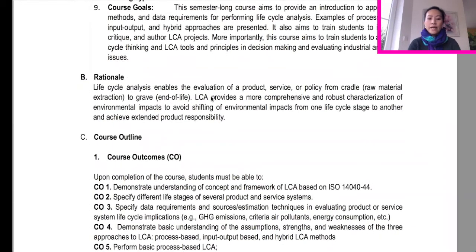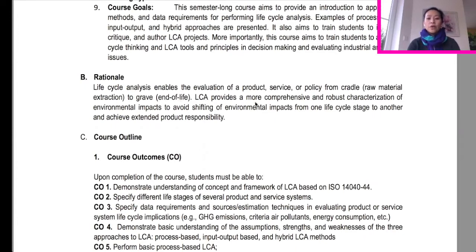So life cycle analysis enables the evaluation of a product, service, or policy from cradle to grave. So these are terms used in LCA and in environmental engineering. So that basically means from raw material extraction, or better yet, from design, research and development, to grave. So that's the end of life. So it could be either waste disposal or reuse and recycling.